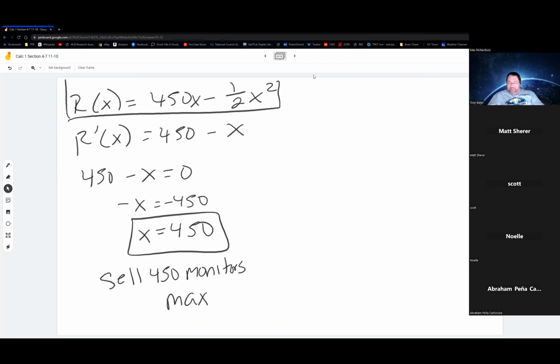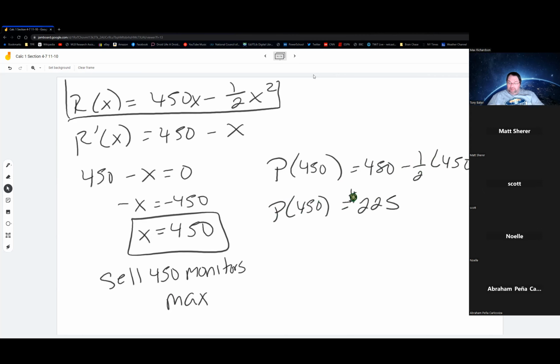So if that's how many monitors I'm going to sell, what do I have to price it at? So I'm going to put 450 minus 1/2 of 450. So to sell 450 monitors, my price is going to be $225. So my rebate, which is what they were asking to figure out, is 350 minus 225, which is $125 off. So if I cut my price by $125, I'm actually going to make more money than I'm making now.